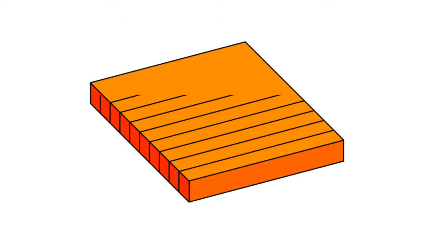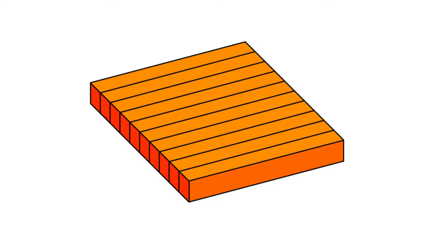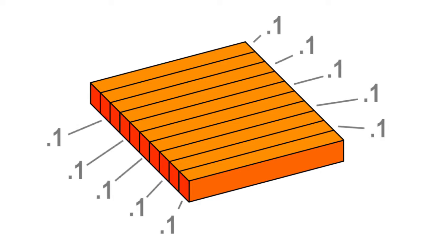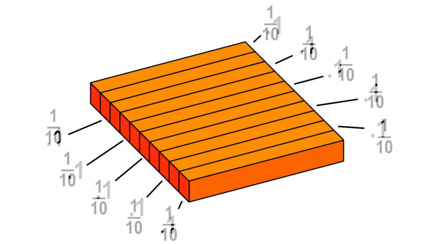When we learn about decimals, we will use the flat to represent the ones, and when it is cut into 10 equal parts, each of those parts would resemble a rod and represent a tenth of the whole. This can be represented by writing decimal point 1, or 1 over 10, and we see that it takes 10 of them to create the whole.